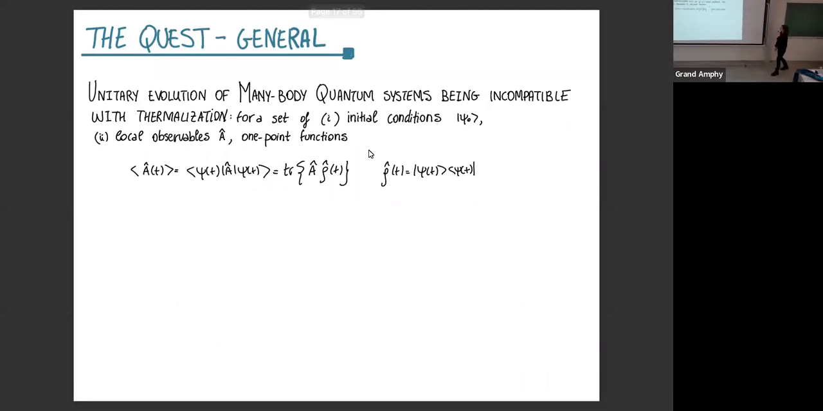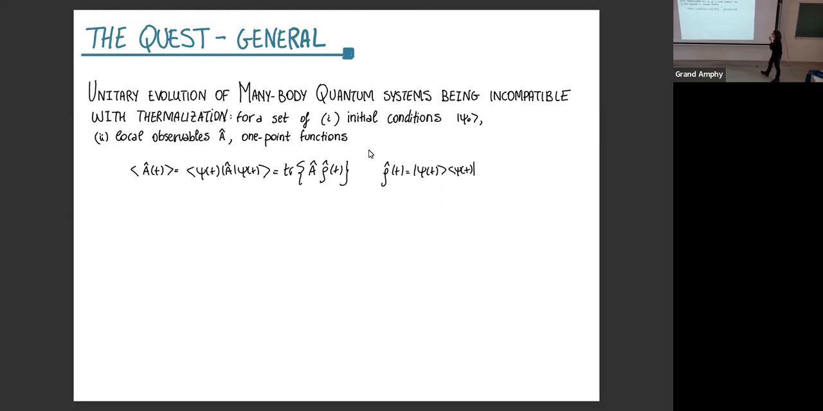Okay. So now, what are you looking for then for these systems? So obviously you want to see a signature of the fact that this unitary evolution is incompatible with this scenario of thermalization. So what you ask is that you can find at least some set of initial conditions and some set of local observables, and I will go back to this in a minute, such that if you look at, so usually people look at 1-point functions in time.